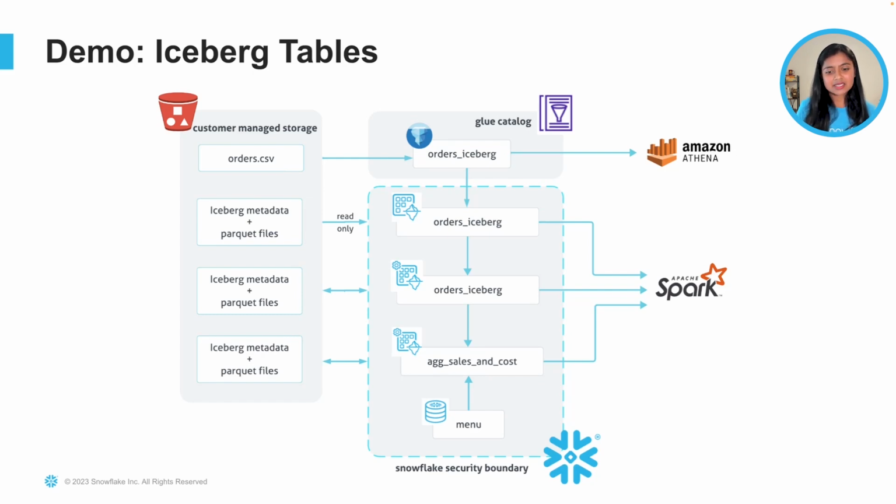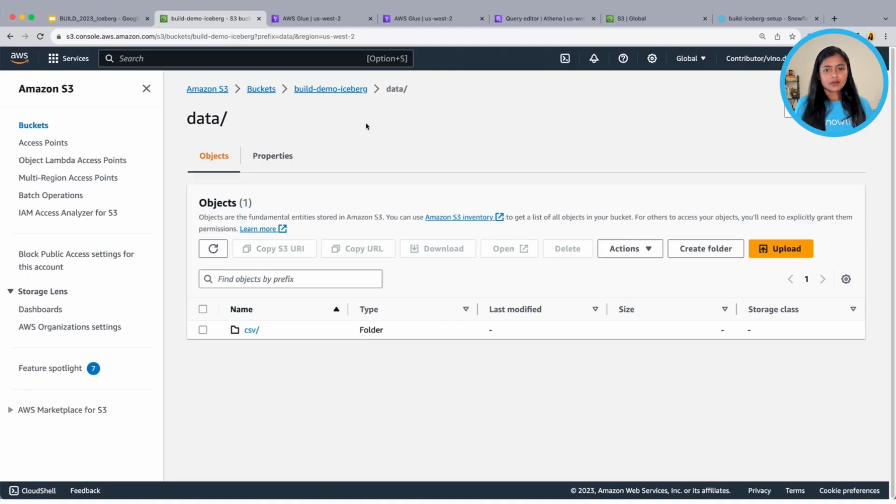And then we will convert that into a managed Snowflake Iceberg table. And in this case, Snowflake manages it, but the data, the Iceberg metadata and the Parquet files are still part of your S3 bucket. And then we will go ahead and combine these two tables, orders Iceberg and menu, to calculate the aggregation of cost and sales. And in the end, I will also show you how you can query this Iceberg table from a query engine like Spark.